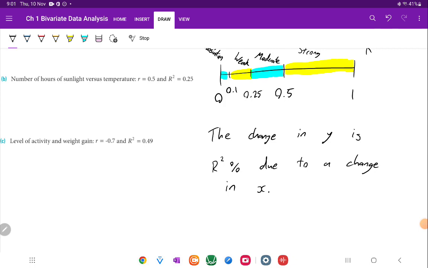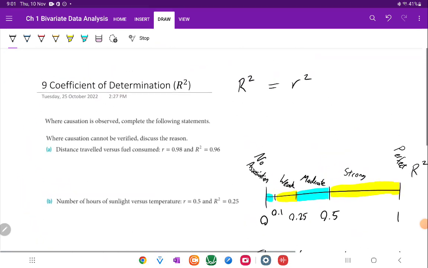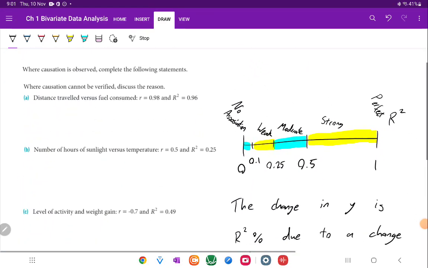When I say r squared percent, if 0.5 is my r squared value, I wouldn't say 0.5%, I'd say 50%, because I would turn it from a decimal into a percent. So that's the basic idea. Let's have a look at it. Where causation is observed, we're going to finish the statement and write something about it. And where causation cannot be verified, we're going to discuss the reason.